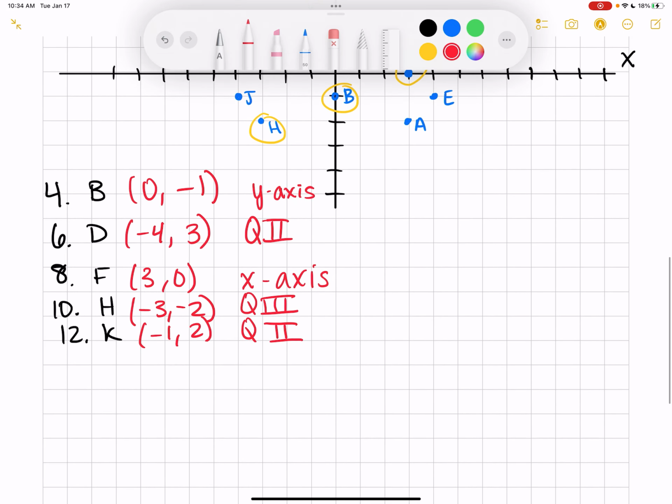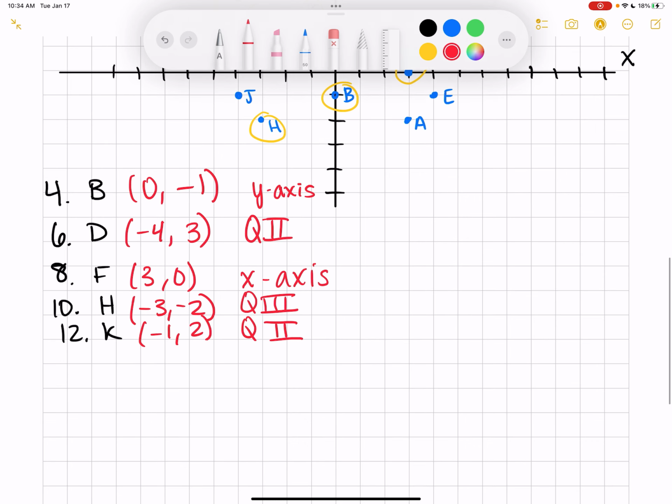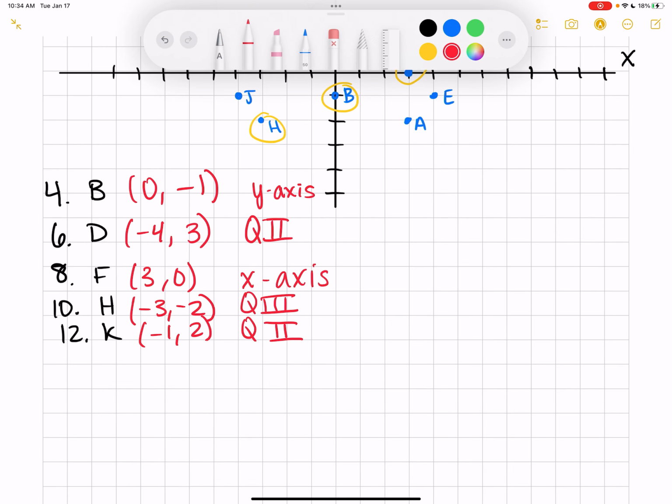All right, the next one says to plot the point in a coordinate plane and describe the location of the point. So what I'm going to let you do, instead of having to draw 8 different graphs, I'm okay with you making one graph and putting all of the points on that one graph. You just need to label them. I think they're all different letters. P, Q, R, S, T, U, V. Yeah, they're all different letters.